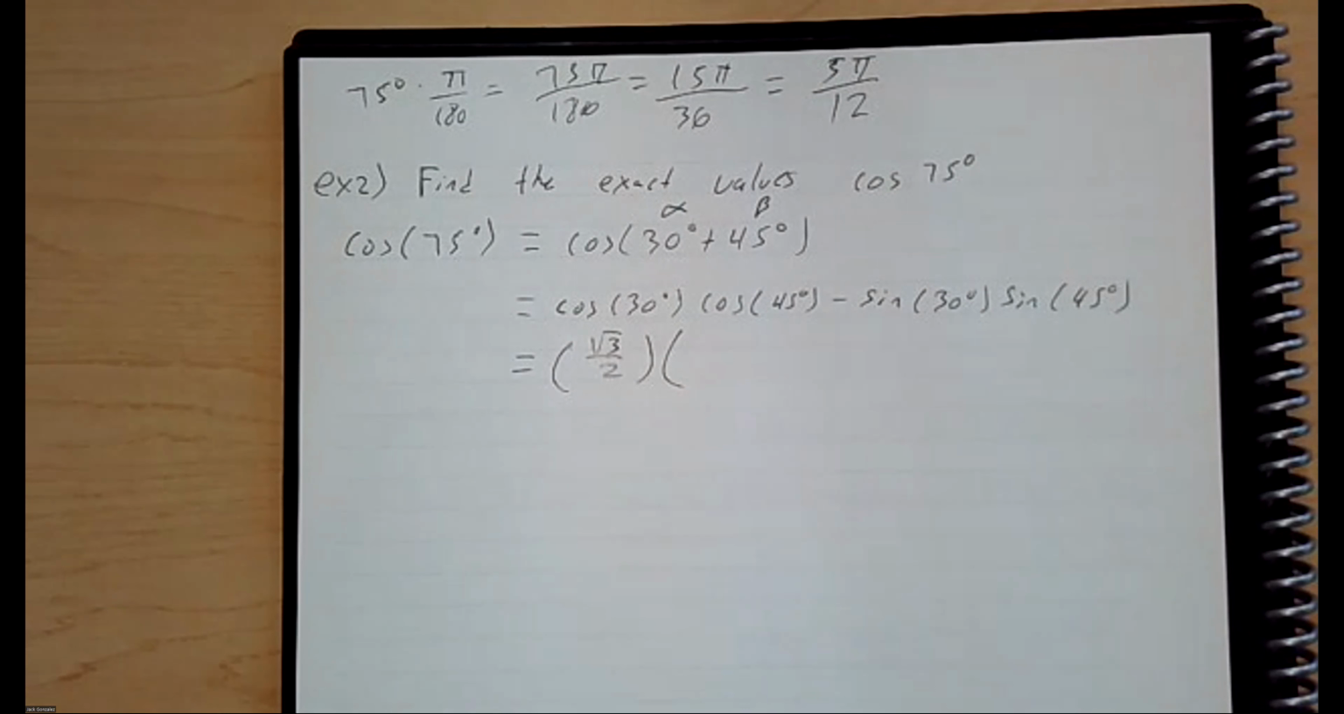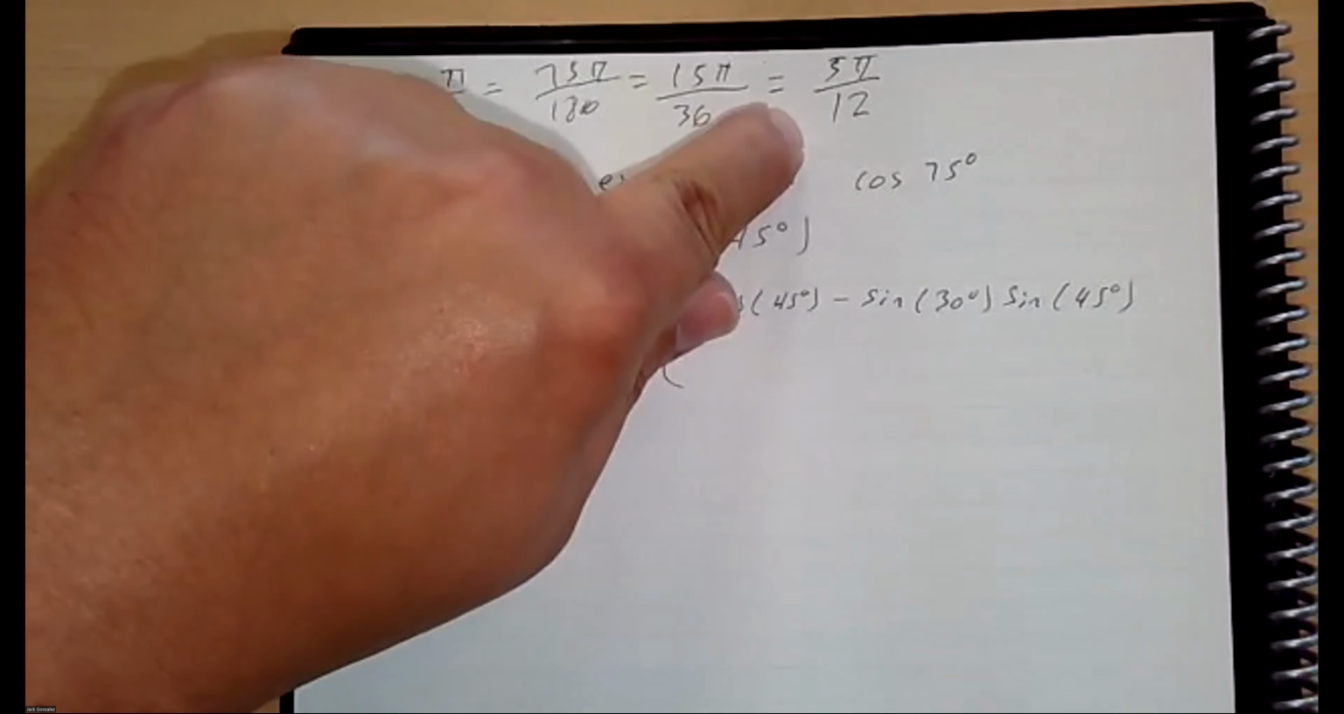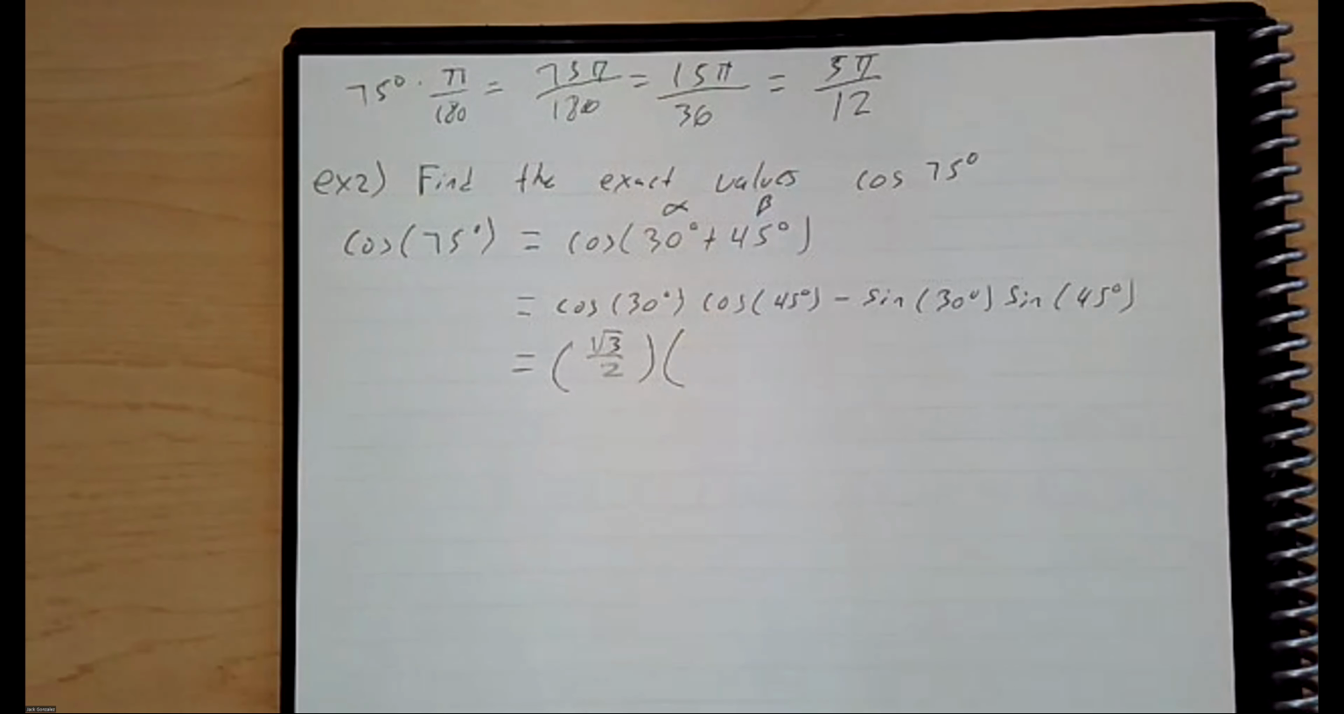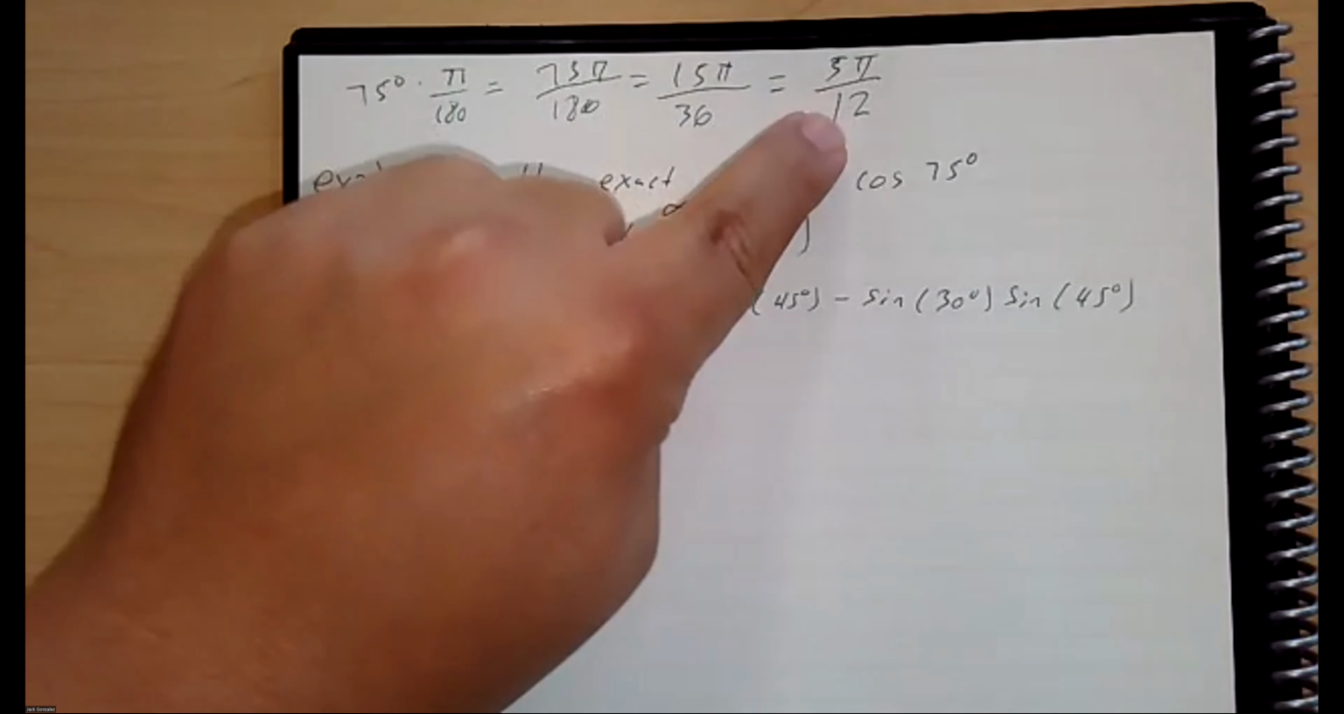Okay, just real quick, side note. 75 was easy to see on the circle, right? Because you can add two numbers, no problem. But what if it was 5 pi 12ths? Could you see which radians would add up to 5 pi 12ths?